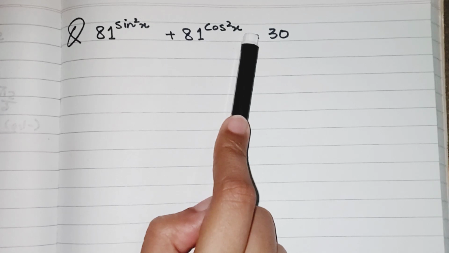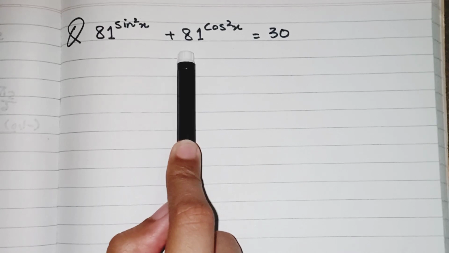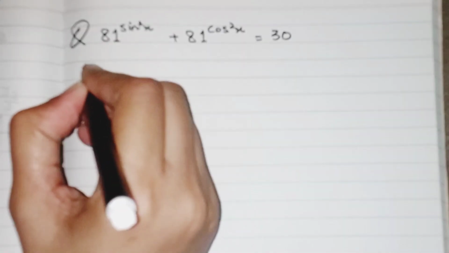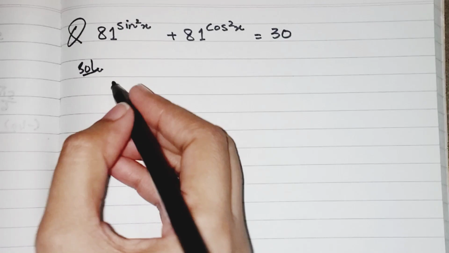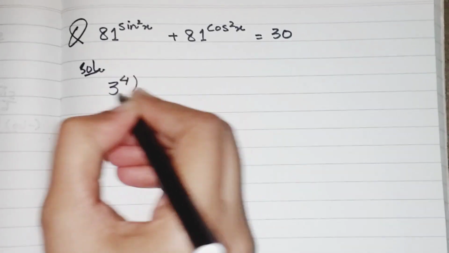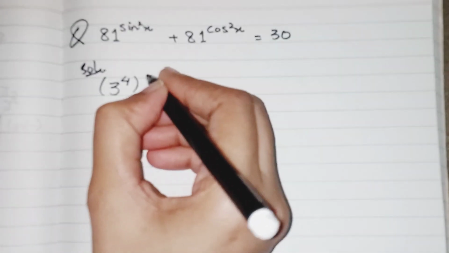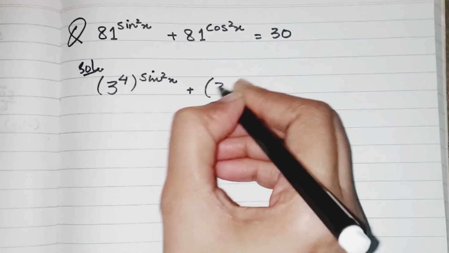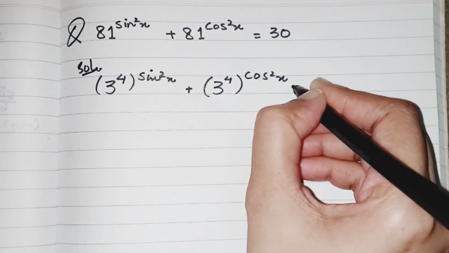By doing that we have to equate the bases to find any value which is in power. So for equalizing the bases, let's start the question. What I have to do first is replace this 81 with its factors, which is 3 raised to the power 4. In place of 81 I can write 3 raised to the power 4, and then sin²x written as it is. In this side, cos²x written as it is.